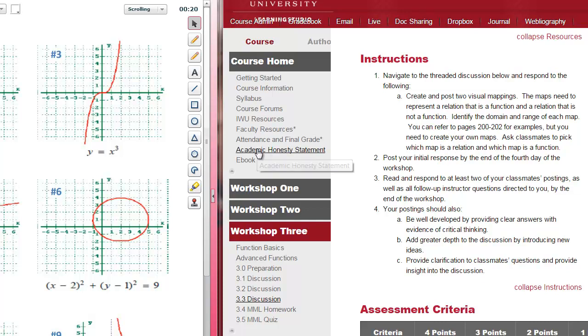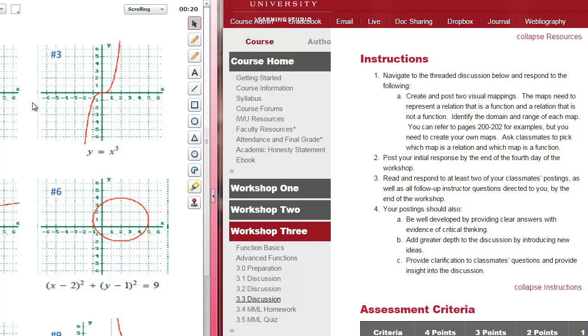You can ask classmates to pick which map is a relation and which map is a function. So before we go into that, let's just go over what a function is and what a function isn't. And I have 9 examples up over here, and we're going to look at some of them that are functions and some that are not.